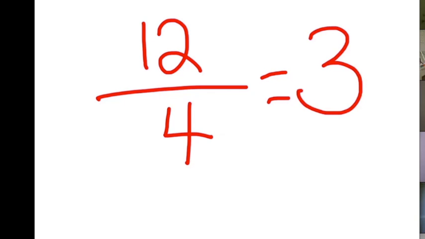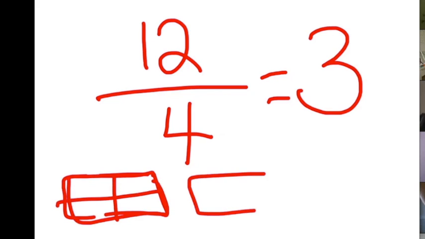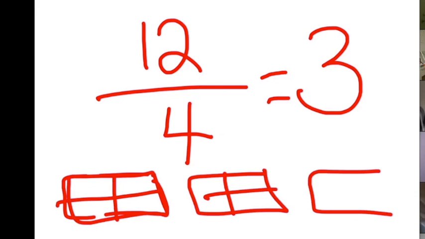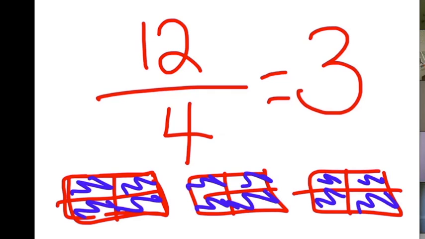Nice job. Because if I have a whole, it's broken up into fourths. Let me do it this way. Broken up into fourths: 1, 2, 3, 4. 1, 2, 3, 4. 1, 2, 3, 4. I need to shade in 12 of them. 1, 2, 3, 4, 5, 6, 7, 8, 9, 10, 11, 12. Bella, is that 12/4? Yeah.